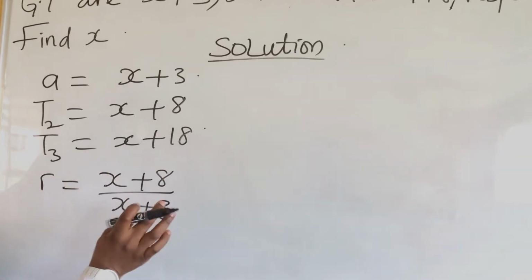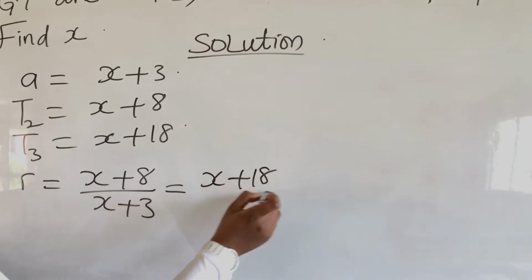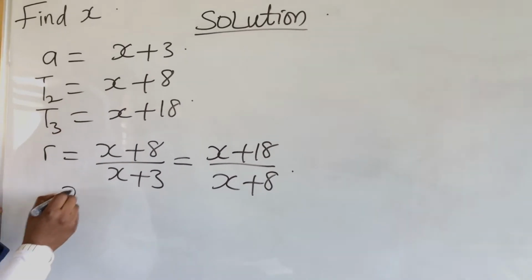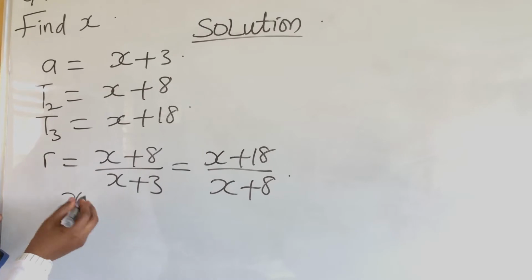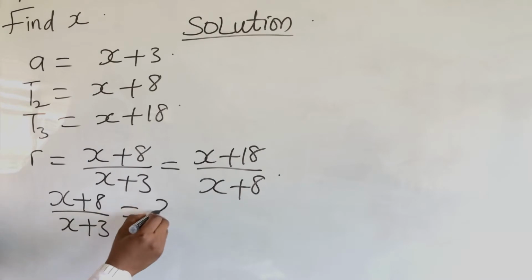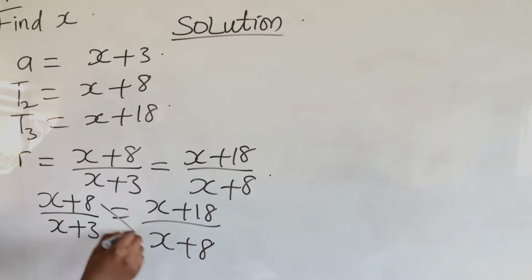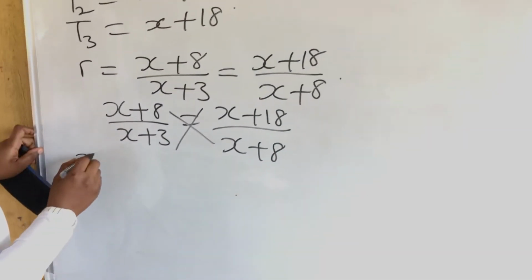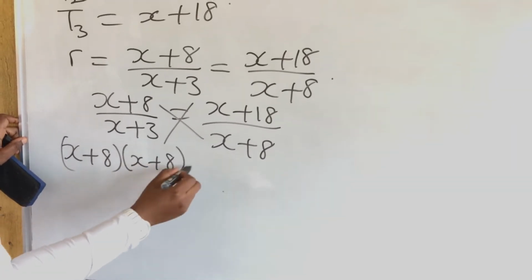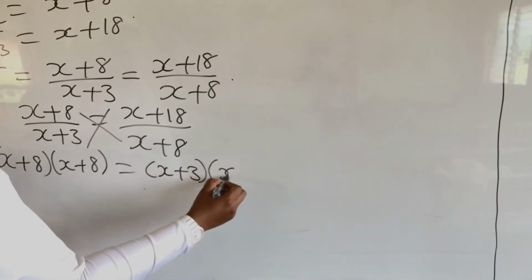So the common ratio will be x plus 8 divided by x plus 3, that is, the second term divided by the first term, is equal to the third term divided by the second term. We do not need to write r again. So x plus 8 over x plus 3 is equal to x plus 18 divided by x plus 8. Then you cross multiply. So we have x plus 8 multiplied by x plus 8 is equal to x plus 3 multiplied by x plus 18.